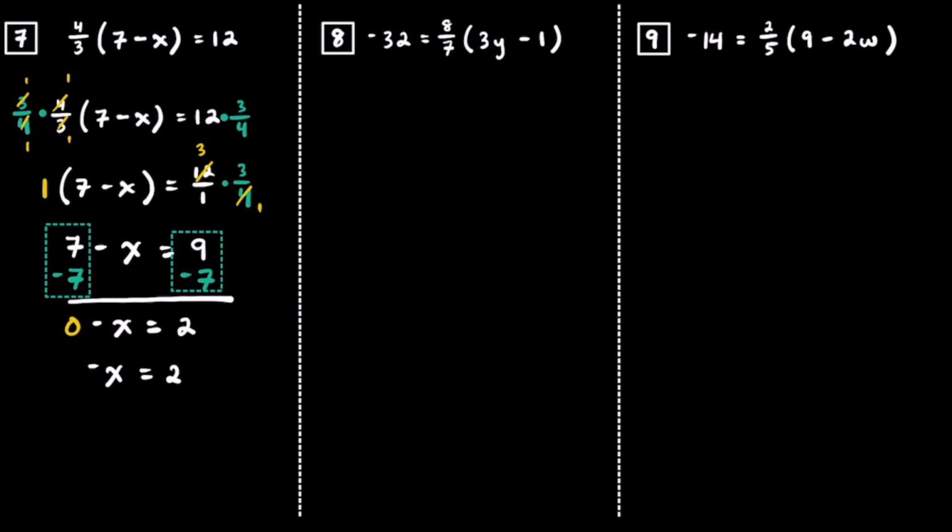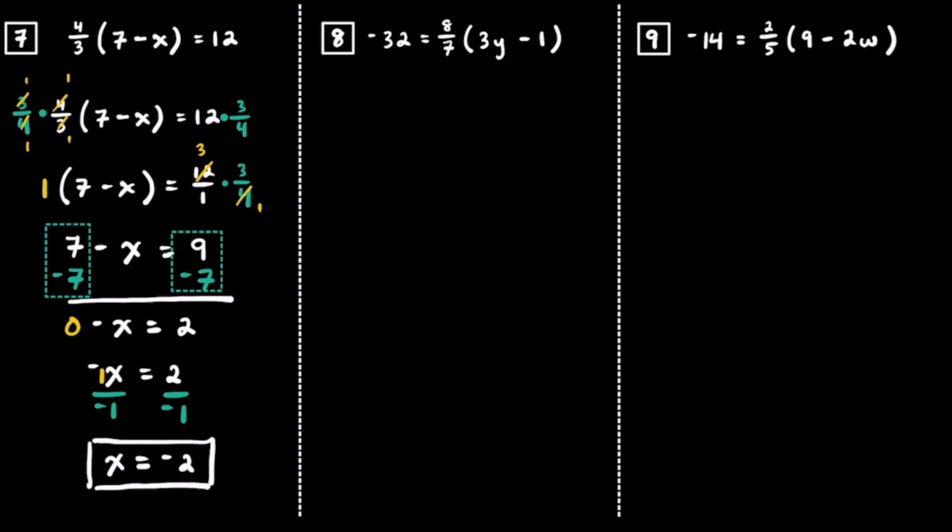And just don't forget that we actually do have a coefficient of a negative 1 in front of this x, so in order to get that coefficient to be a positive 1, we can divide both sides by negative 1, or we could have multiplied both sides by negative 1, either one is fine, and we'll get a positive 1x, or just x, is equal to negative 2.